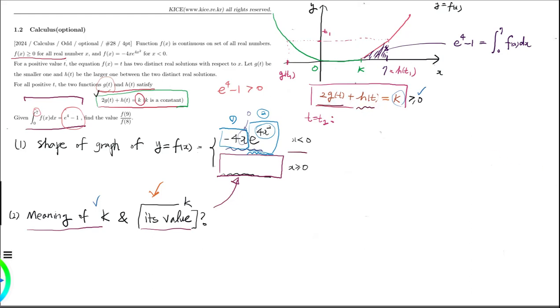So when t equals t1, this relationship gives us 2 times g of t1 plus h of t1 equals k. We don't know the value of k yet, but we do know the value of h of t1, which is 7. So we can express the value of g of t1 as (k minus 7) over 2. This value is specifically expressed with respect to k.